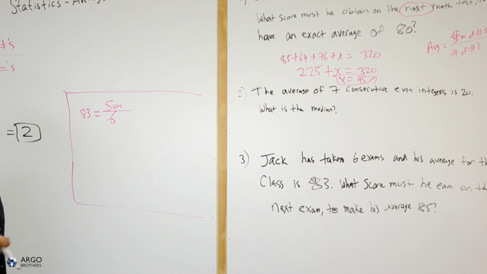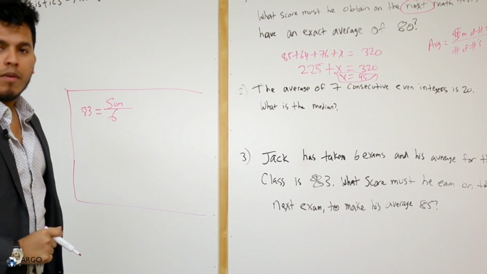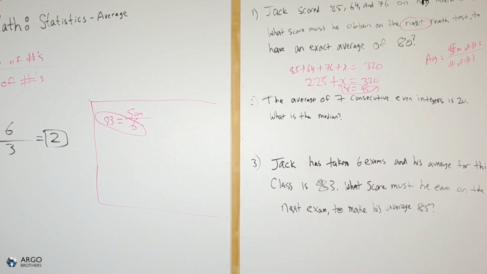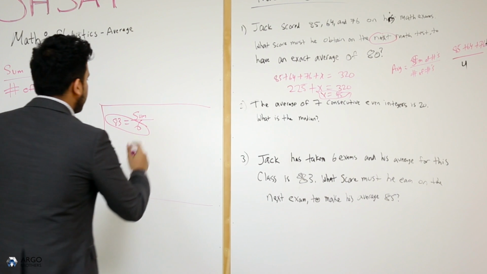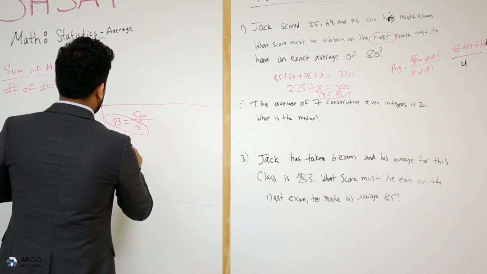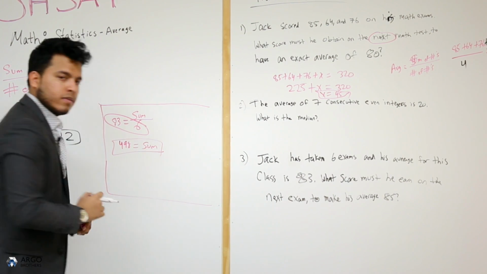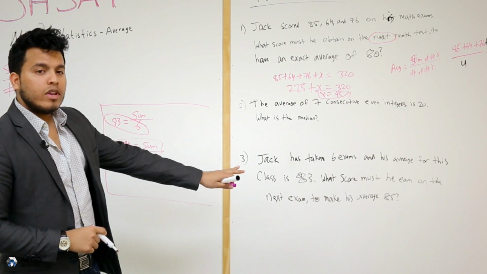For these kinds of questions, what you always do is first find out the sum. Very easy, you multiply 83 times 6. What's 83 times 6? 498. The sum of this is 498. So 498 is the sum of the 6 exams he's taken. And now you can move on to the next part.